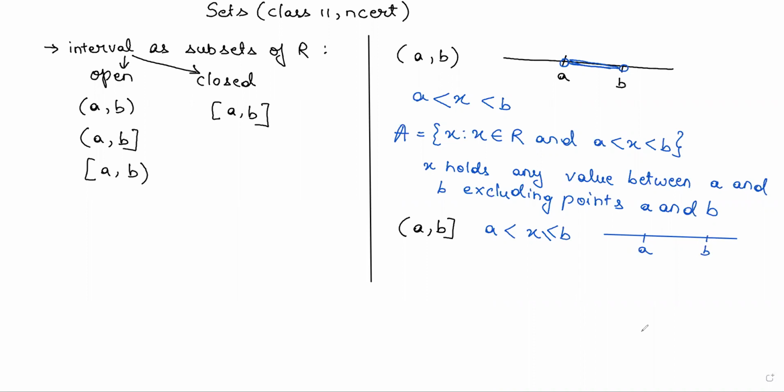Now, we will be considering A as a hollow point, but B is considered as a filled point. This is a notation which shows that B has been included in your interval. x can hold the value B. In the form of a set, this can be written as, let's consider B, B is the set of all x such that x belongs to the real numbers and A less than x less than or equal to B. So here we are excluding A but including B.